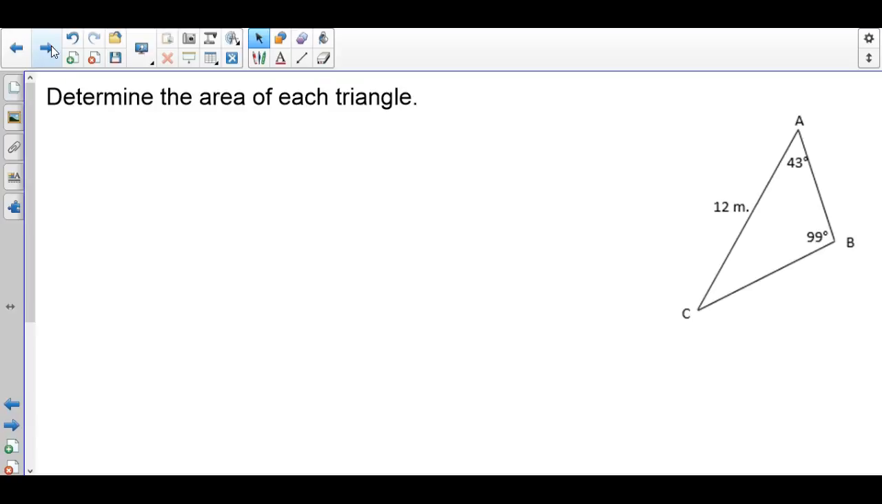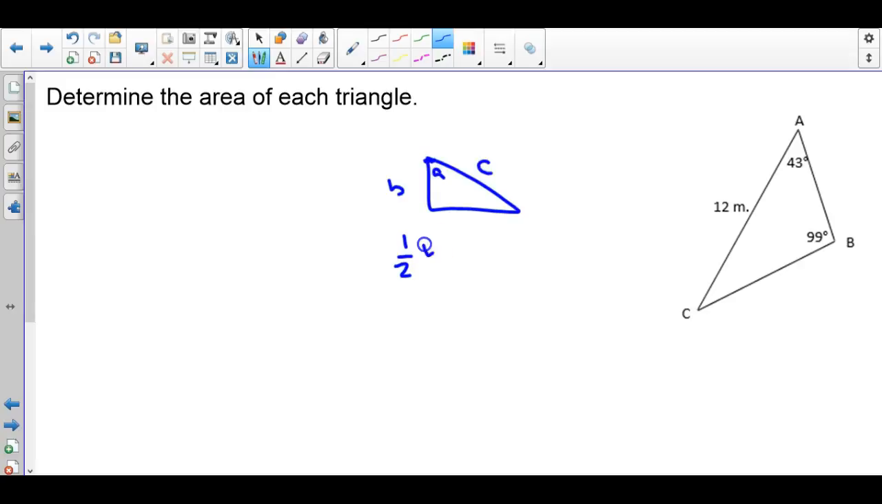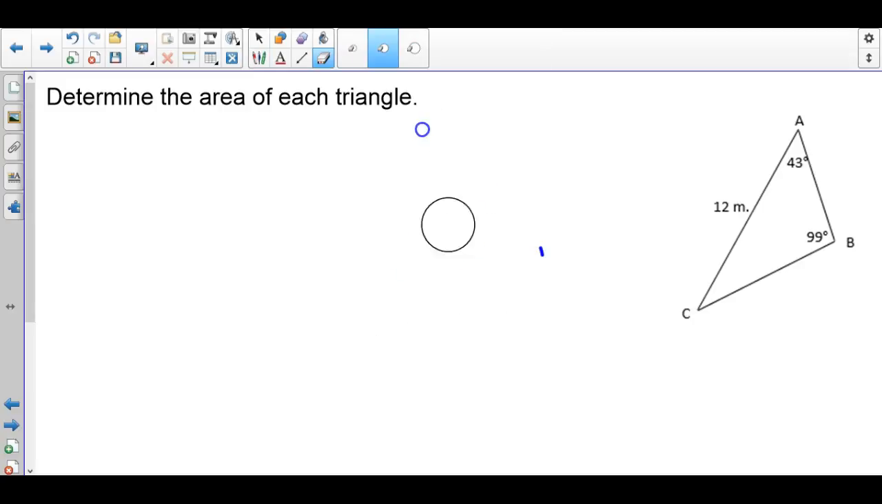So this first one, we're going to determine the area of this triangle. What I'm going to need to do first in a problem like this, when we're not using Hero's formula, is find, basically, in a triangle, let me just label this A, B, and C. If A was my angle that was included between sides B and C, I could use the formula 1/2 of BC times the sine of angle A.